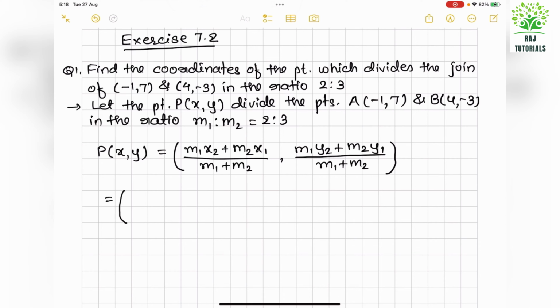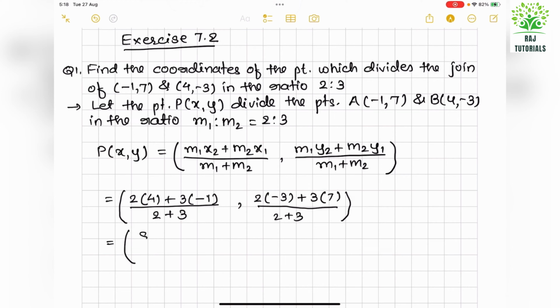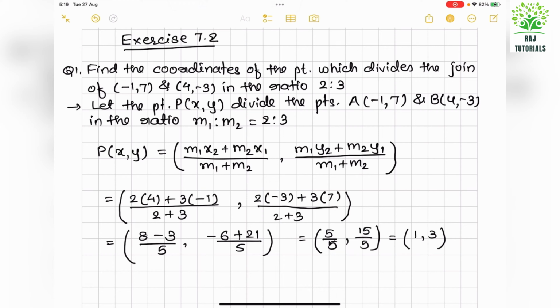So putting m1 is 2, x2 is 4 plus m2 is 3 into x1 is -1 upon m1 plus m2, so 2 plus 3, comma m1 is 2, y2 is -3 plus 3 into 7 by 2 plus 3. So this will be 8 minus 3 by 5 comma -6 plus 21 upon 5. So 8 minus 3 will be 5 by 5 comma 15 by 5. So if I cut 5, that will be (1, 3). So this is my answer.